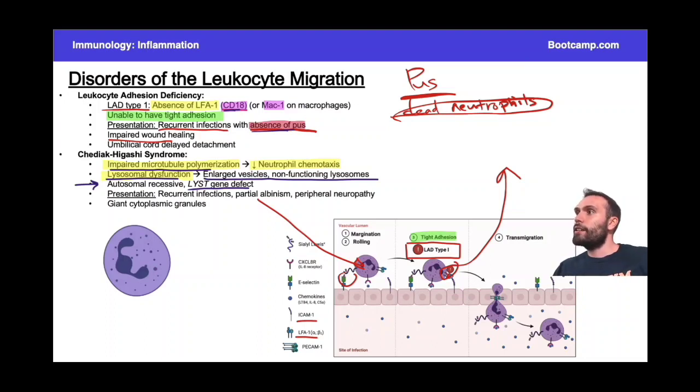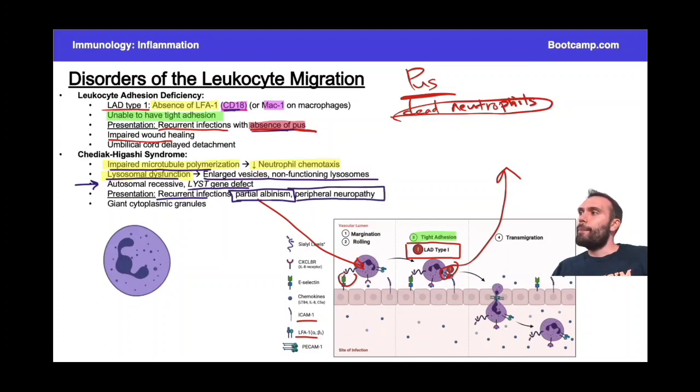Now, in terms of the presentation, again, recurrent infections. And there's a lot of things, like we said, that present with recurrent infection. So this doesn't make anything stand out from the bunch. However, the things that do stand out are partial albinism. Okay, so if you have a patient that has silvery hair or they have photophobia, right, and they don't like to be in the sun or it's painful for them to be in the sun, and they have a peripheral neuropathy.